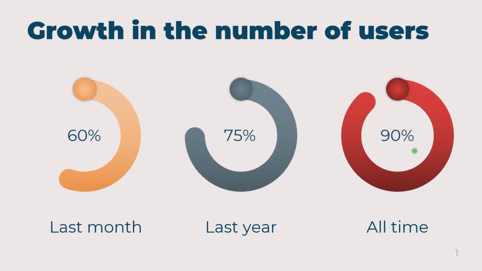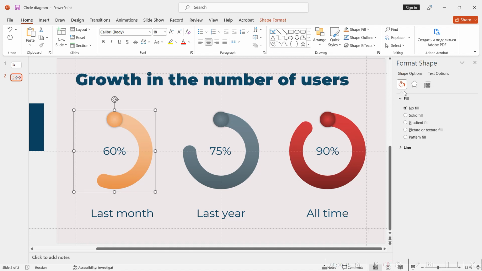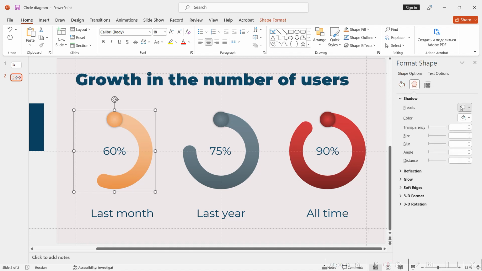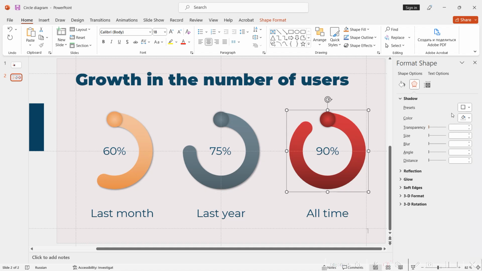Great. Now let's add depth to the arc itself. Select by clicking the left mouse button on the grouped object. In the Format Shape menu, open the Effects tab again and select Shadows. But now in Presets we will select the very first offset. Bottom right. Now let's do the same for the two remaining charts.